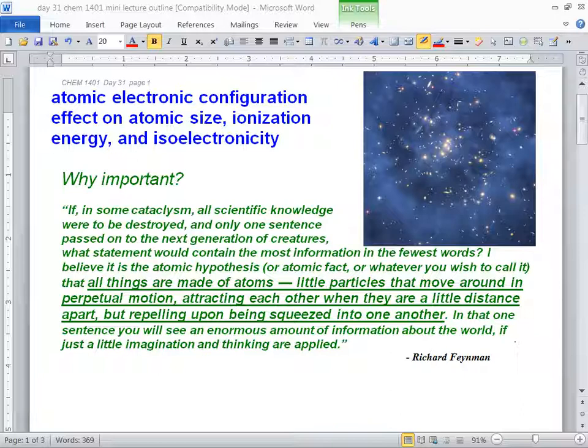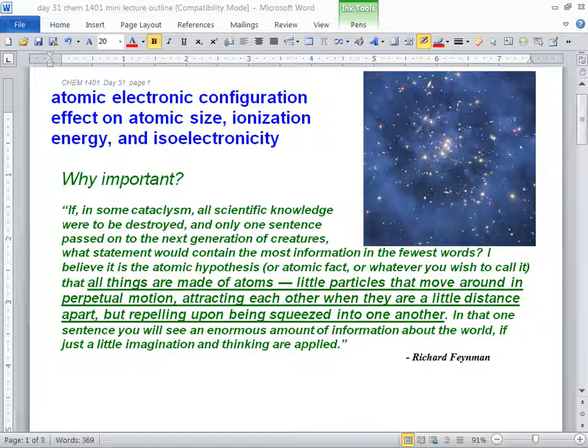And he said that if there's a nuclear war, all of our knowledge is going to disappear, and you can just pass on one idea, this is what he thinks would be the most useful: that everything's made of atoms. Little particles that move around in perpetual motion, attracting each other when they're a little distance apart, but repelling when you squeeze them into one another. So out of that one idea comes a lot of information.